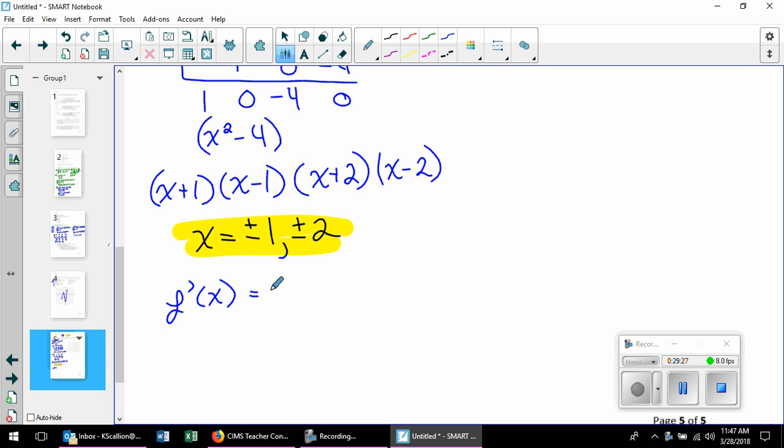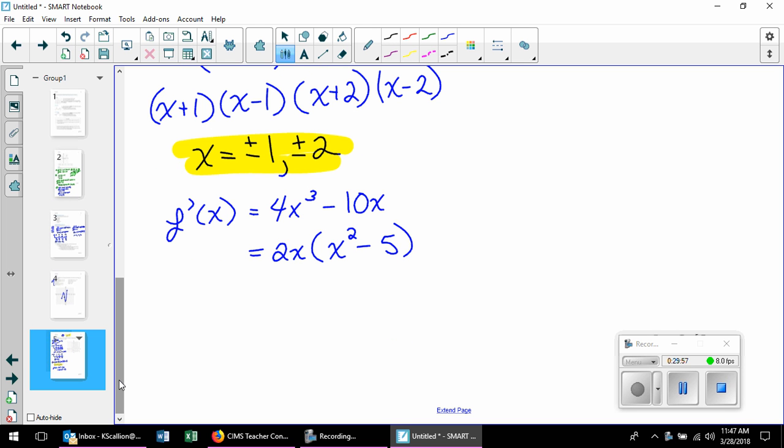So my first derivative is going to be 4x cubed minus 10x. What am I going to do? I'm going to take out 2x, and I'm left with x squared minus 5. Right? So I'm going to set that all equal to 0. So one is going to be equal to 0.